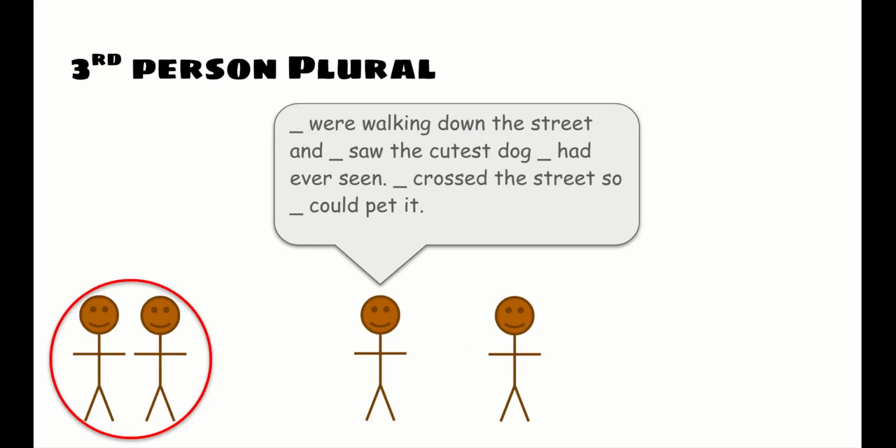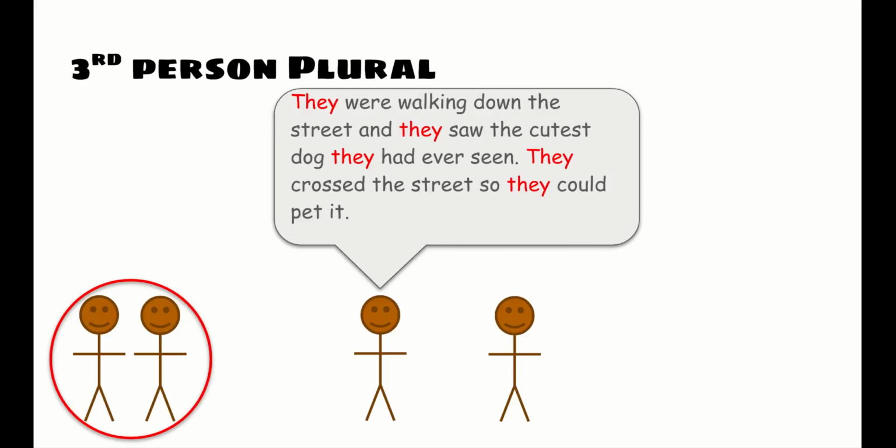Third person plural is when you're talking about a group of people who are not part of the conversation. So, the person on the left is talking to the person on the right, but he's talking about the two people on the far left. So he would say, they were walking down the street and they saw the cutest dog they had ever seen. They crossed the street so they could pet it.